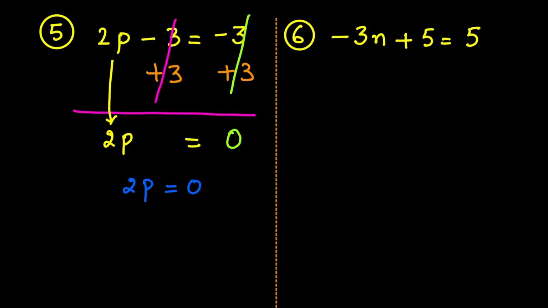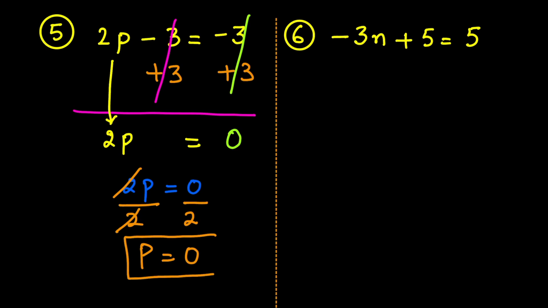Now the second step, to isolate the variable p, 2 is multiplied, so we divide both sides by 2. 2 and 2 cancel, so p is equal to 0 divided by any number other than 0, which is always 0. So we get p equals 0.